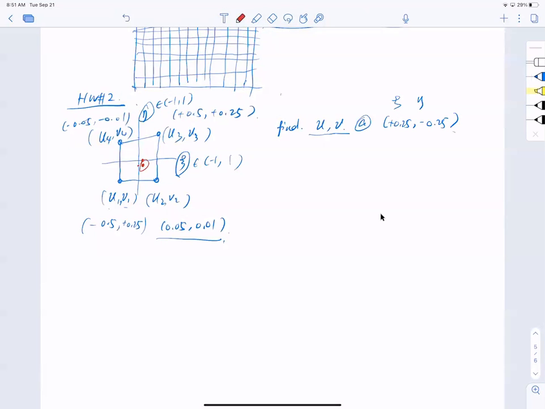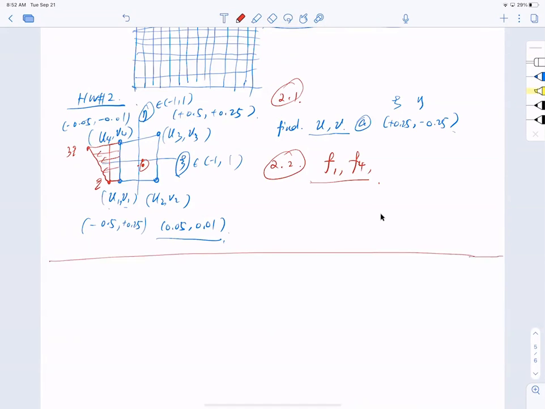So this is homework 2.1. The second question, 2.2, is that if I have a distribution of stresses or tractions like this, and say this is Q, this is 3Q on node 1 and 4, and a linear distribution, I want to find out what is my nodal force F1 and nodal force F4. Is this clear, guys? Any questions on this? Are we okay?